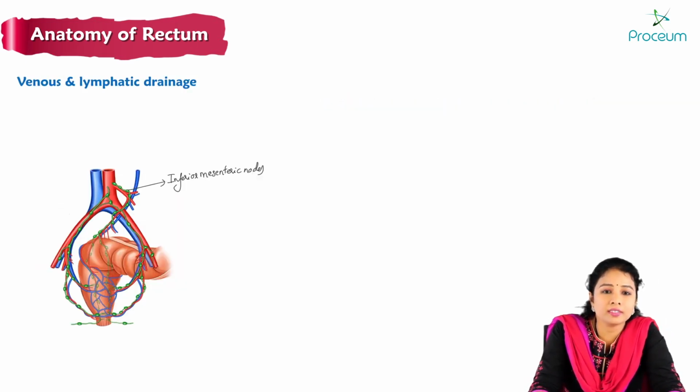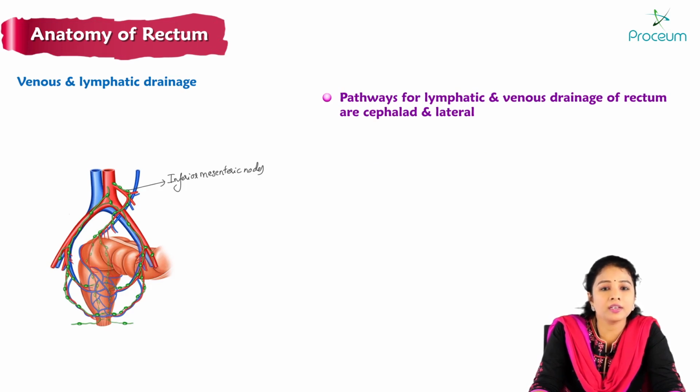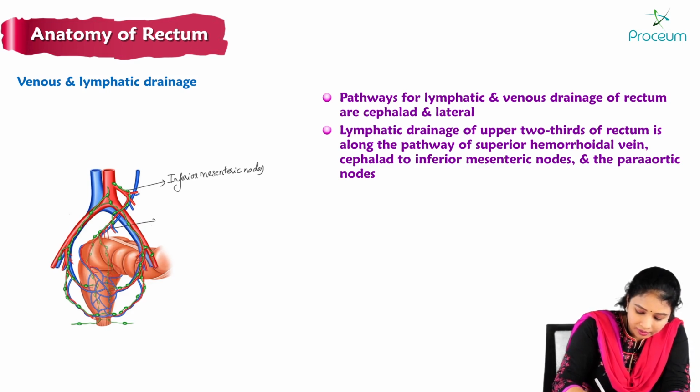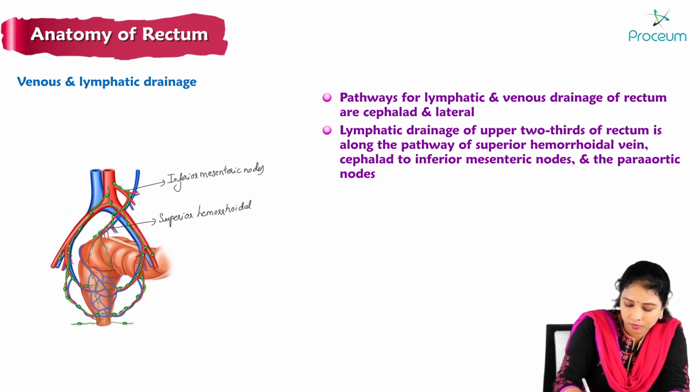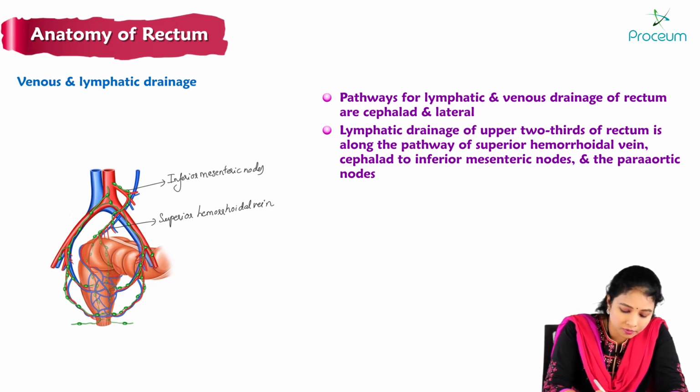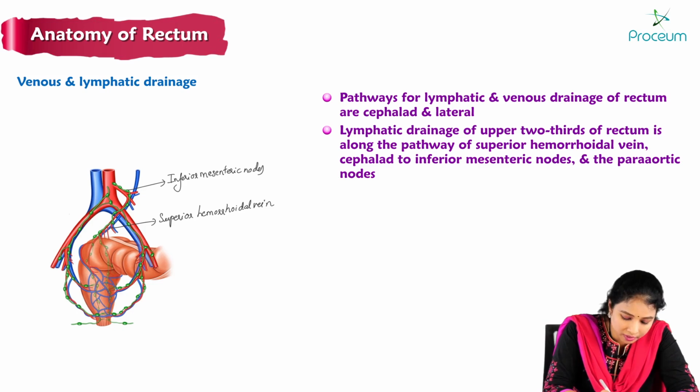Now the venous and lymphatic drainage, the pathways for the lymphatic and venous drainage of the rectum. Let's see how it is cephalad and lateral in direction. The lymphatic drainage of the upper 2/3 of the rectum is along the pathway of the superior hemorrhoidal vein. So here is the superior hemorrhoidal vein, and cephalad to the inferior mesenteric nodes, which lie along the inferior mesenteric artery and vein, as we can see here.